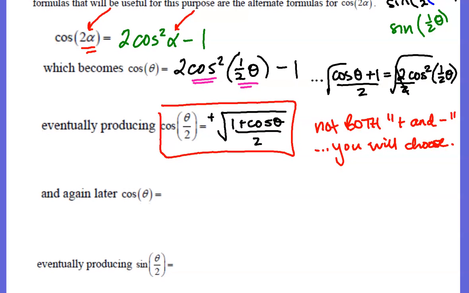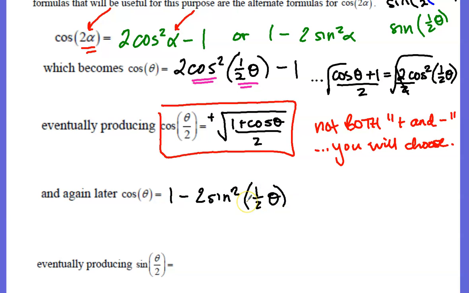So if I wanted to do the sine version, then I'm going to use the double angle that uses sine. So I could have used 1 minus 2 sine squared alpha. That's what I'm using for the second version. Again, instead of 2 alpha, I would have started with theta, and then I would replace this alpha with 1 minus 2 sine squared. Remember, alpha was really half of theta. So there I go again, introducing this half theta.